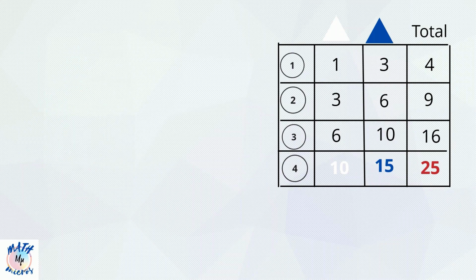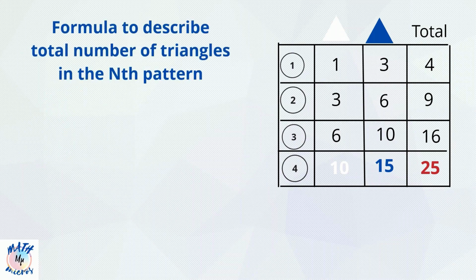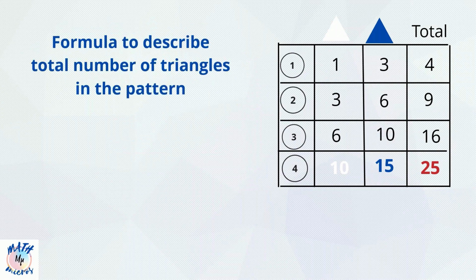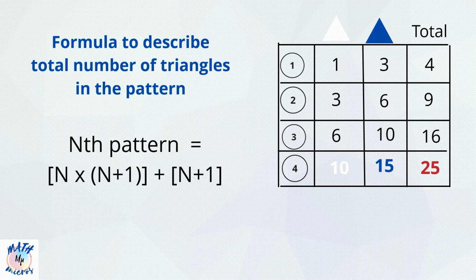Well, now we need to find the formula to describe the total number of triangles in the nth pattern. So now we have found the fourth pattern. What if I say we need to find the pattern number 10? How many total triangles are there in pattern 10? So to find this, let's assume n to be the pattern number. Alright. So if n is the pattern number, then the formula to describe the total number of triangles in the nth pattern is n times (n plus 1) plus (n plus 1).